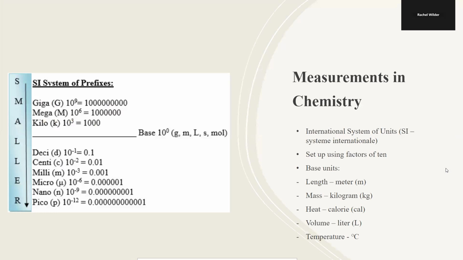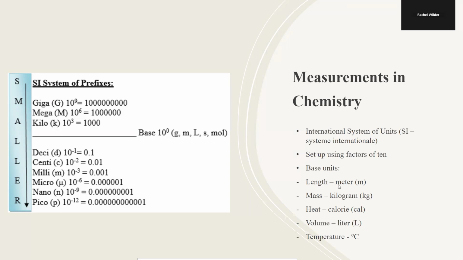And in chemistry, of course, we talk about measurements. So we're going to talk about the metric system. The metric system is what most everybody else uses. The US does not use it, but we do use it in chemistry as the international system of units so that we can have a unified way of measuring things. It's set up using factors of 10 and your base units. You need to know this.